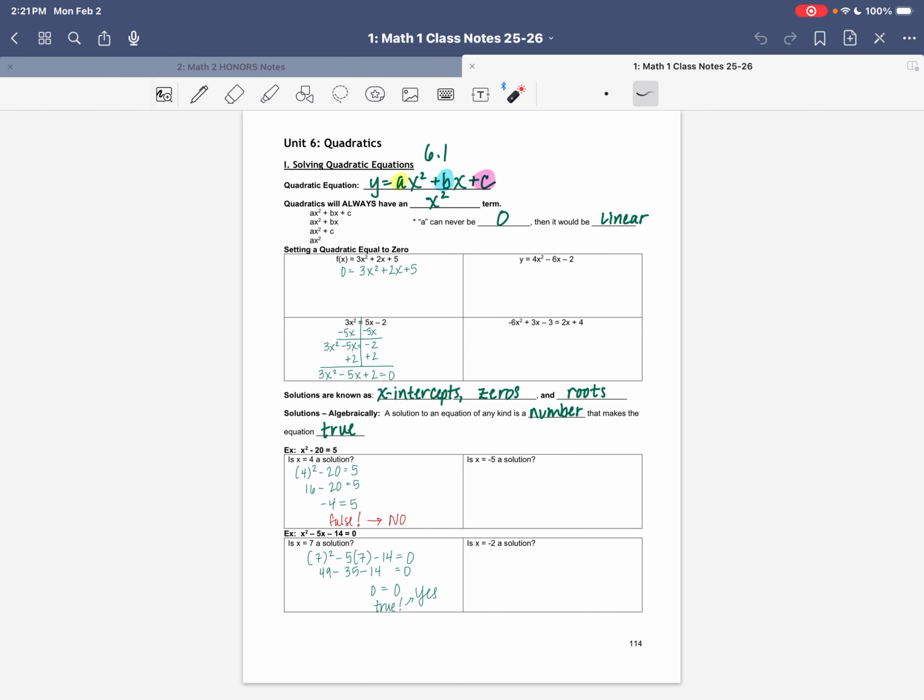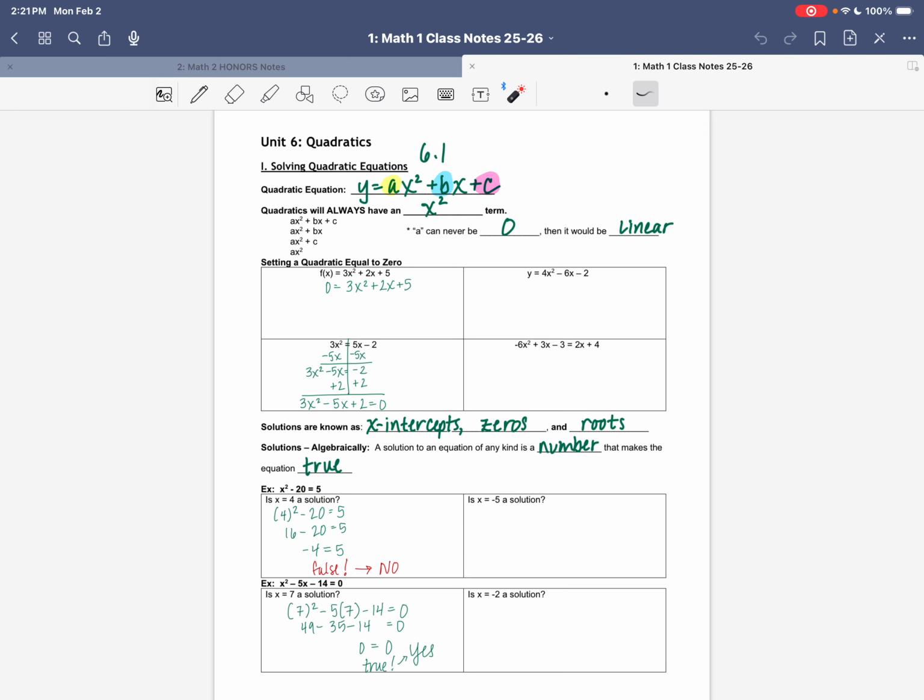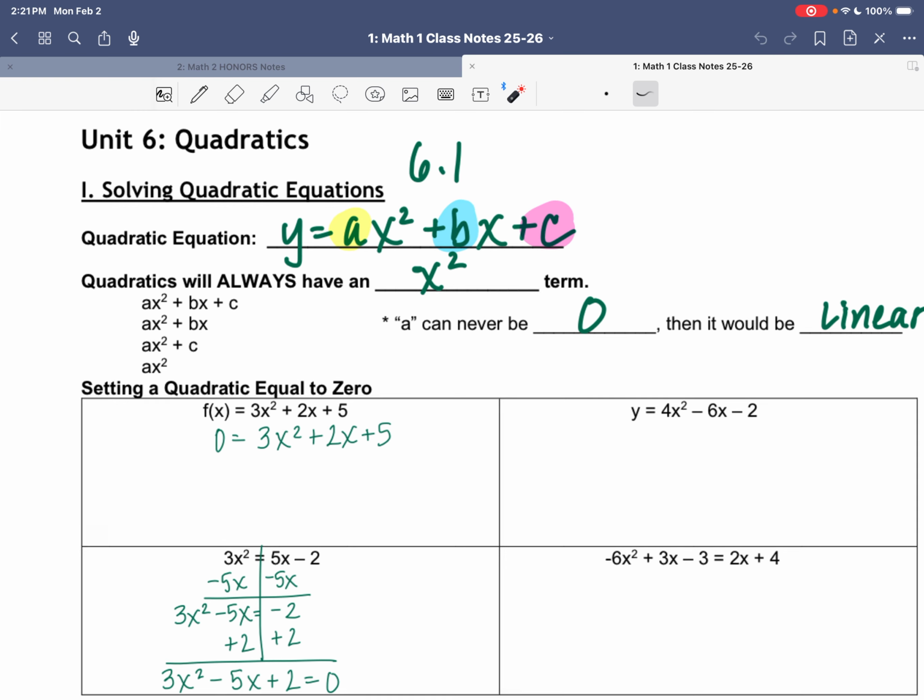All right, today what we're going to be doing is starting our new unit of quadratics. So we're going to learn about solving quadratic equations. So let's get started. A quadratic equation is in the format y equals ax squared plus bx plus c.